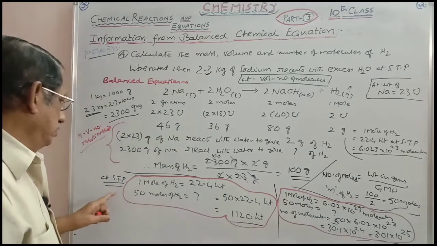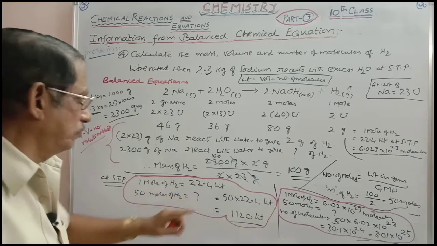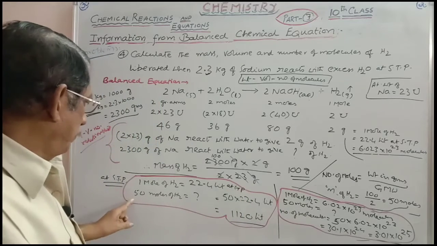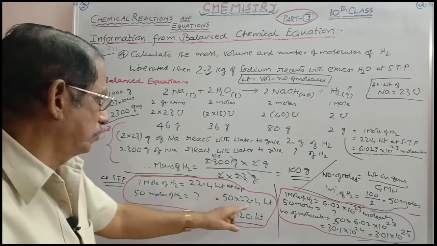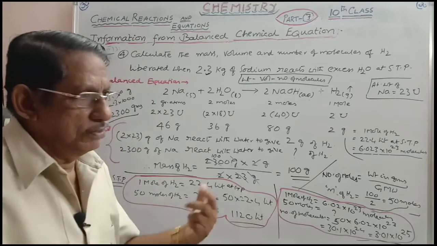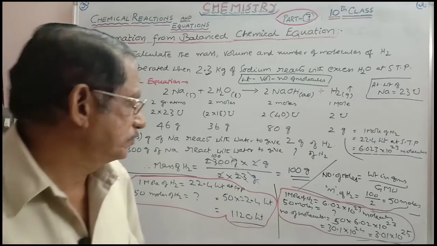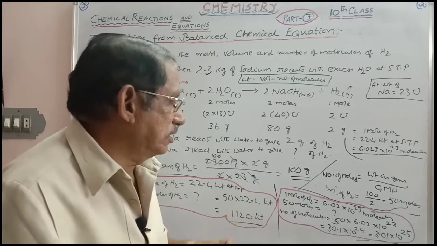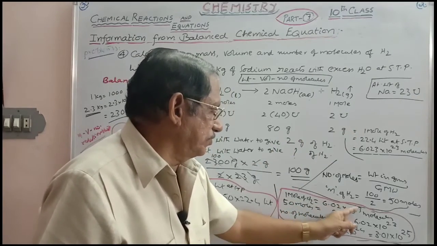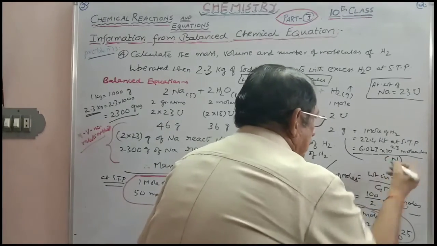We know the mass volume relationship, 1 mole of hydrogen is equal to 22.4 liters at STP, you know pretty well. So 50 moles of hydrogen is how much? 50 into 22.4, that is equal to 1120 liters, right? If you want to convert it into ml, you can convert it, 1000 into 1000. Similarly, you can also get number of molecules. 1 mole of any substance contains 6.02 into 10 to the 23 molecules. This is nothing but the Avogadro number N.